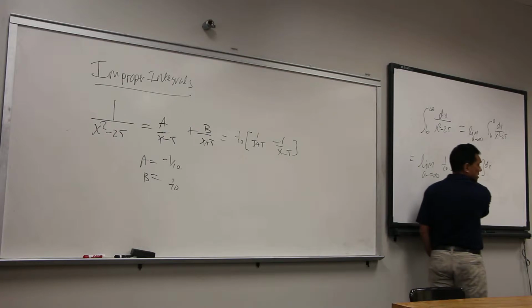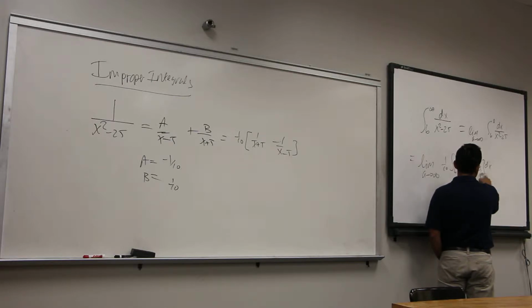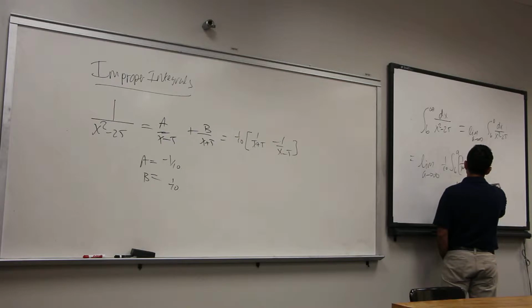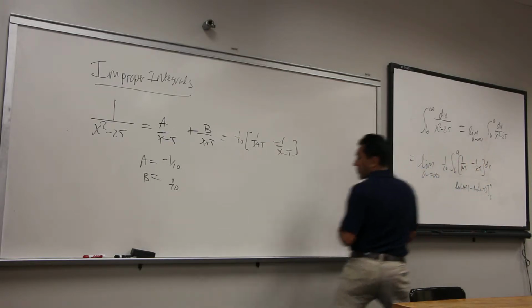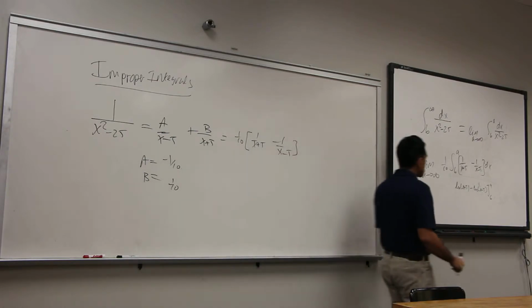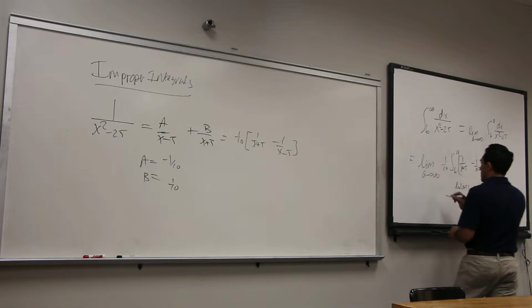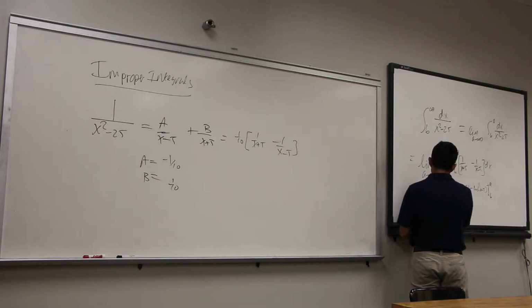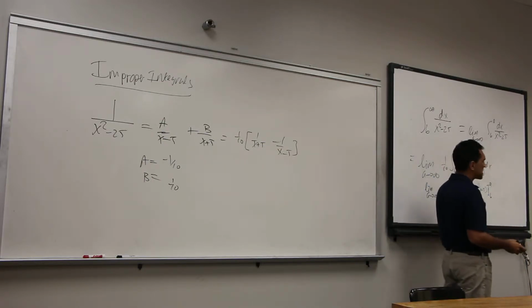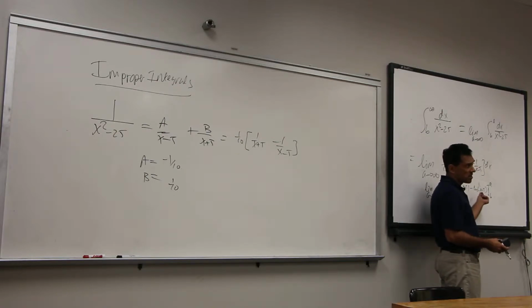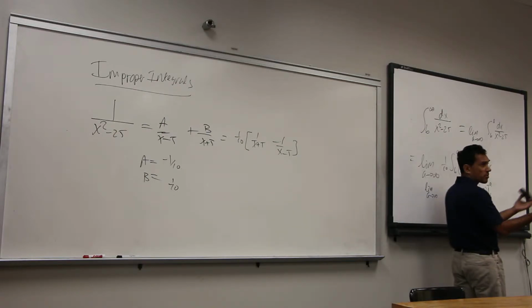And what is the antiderivative of this? ln of x plus 5. And the antiderivative of this? Negative ln of x minus 5. We will evaluate this at a, evaluate it at 6, and then let a go to infinity. I would combine the logarithms here using some properties of logarithms.